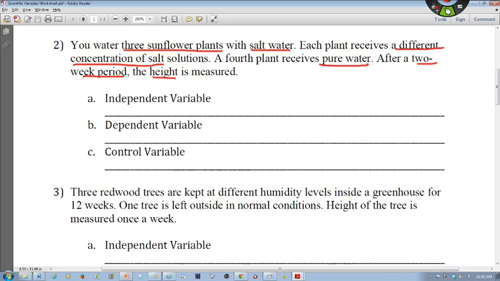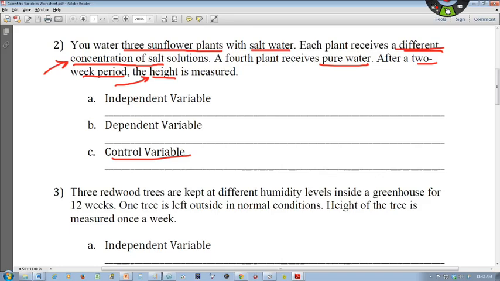Okay, well, there's a lot of stuff going on here, but really we should only be looking at the things that are changing in the experiment, because those will be our independent and dependent variables, and there should only be 2, especially at our level. So the 2 things that I can identify as changing are the concentration of salt solutions, because it says a different concentration of salt solutions, and then the heights could be different for the different plants. So scientists are running this experiment. The other things are not changing. The 3 sunflower plants and the 2-week period, those are things that don't change, and so ultimately those are probably some control variables, the same species of plant and the same amount of time.